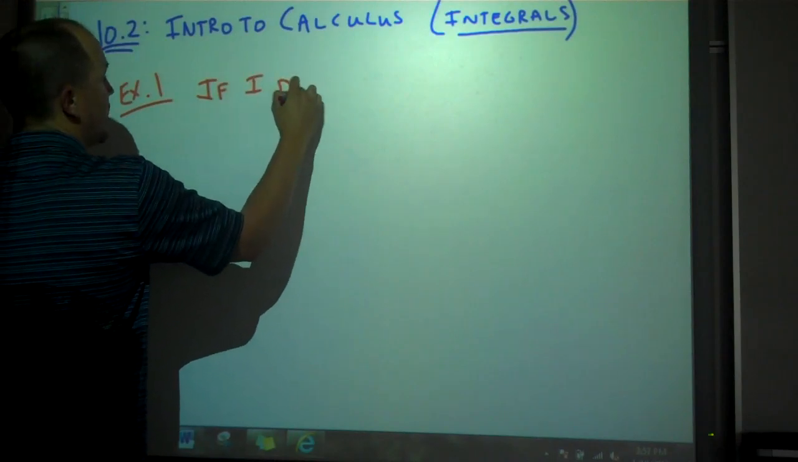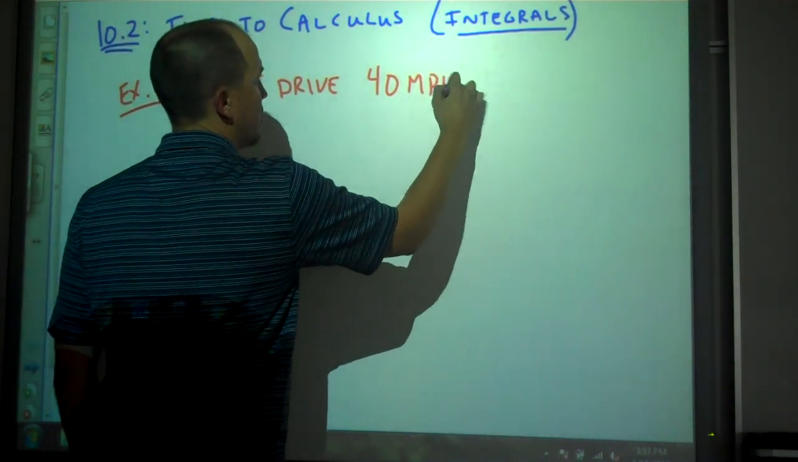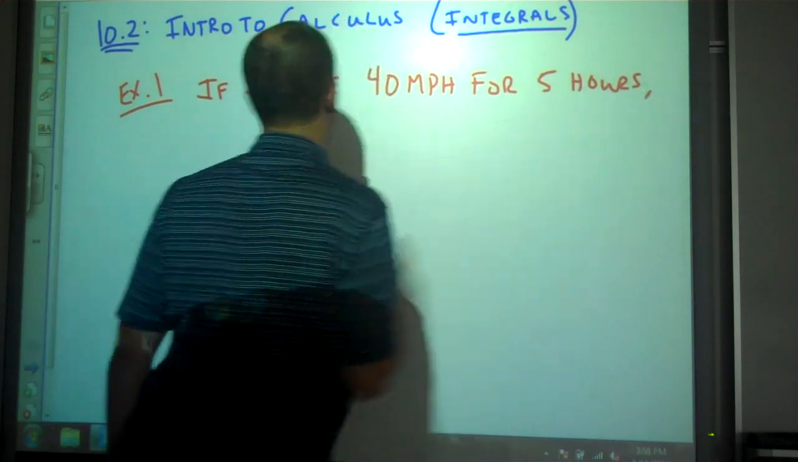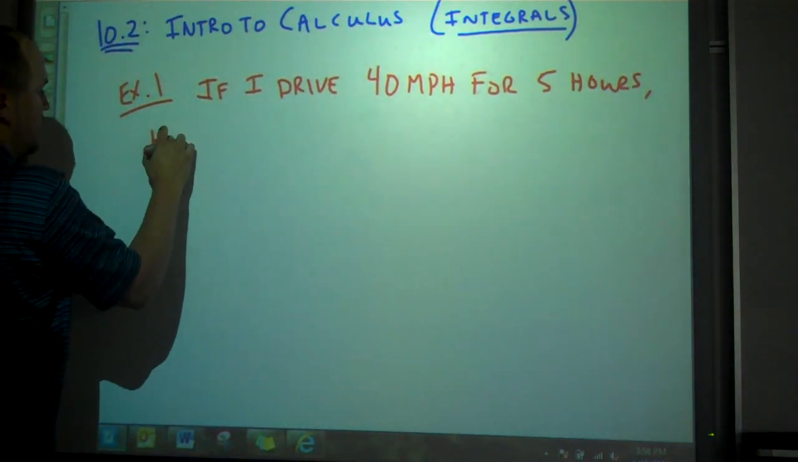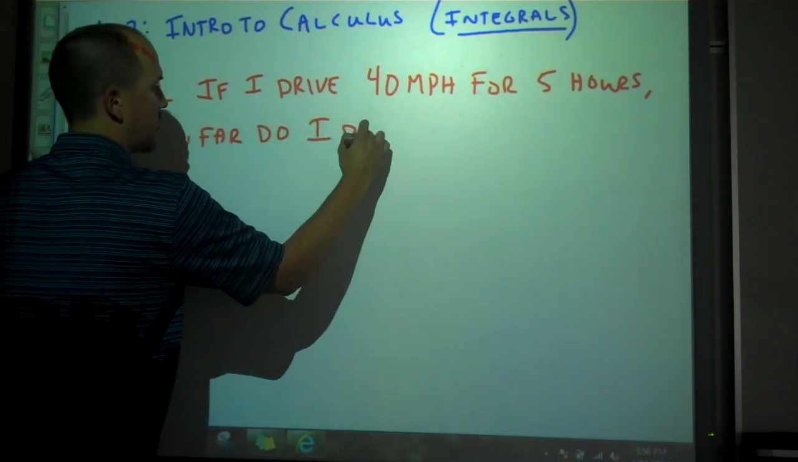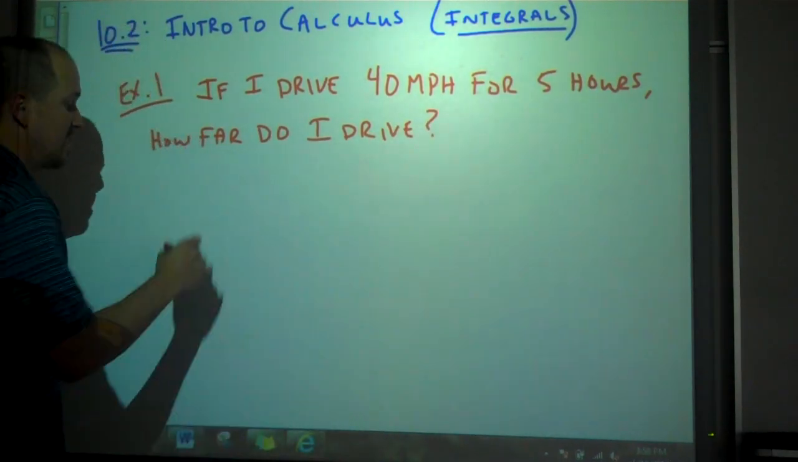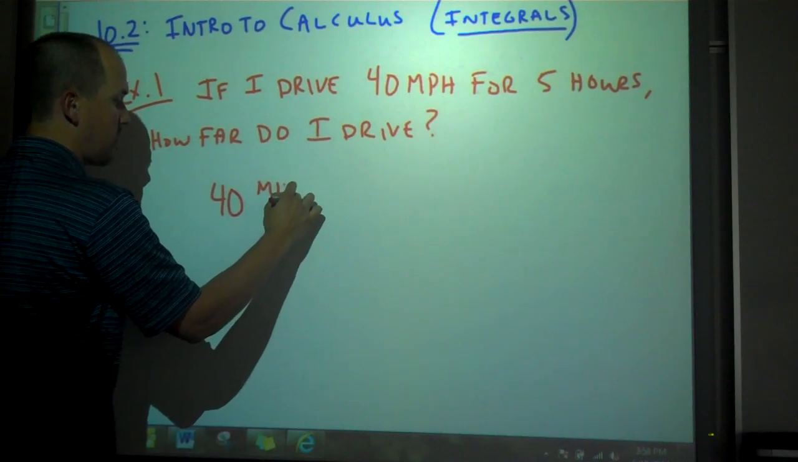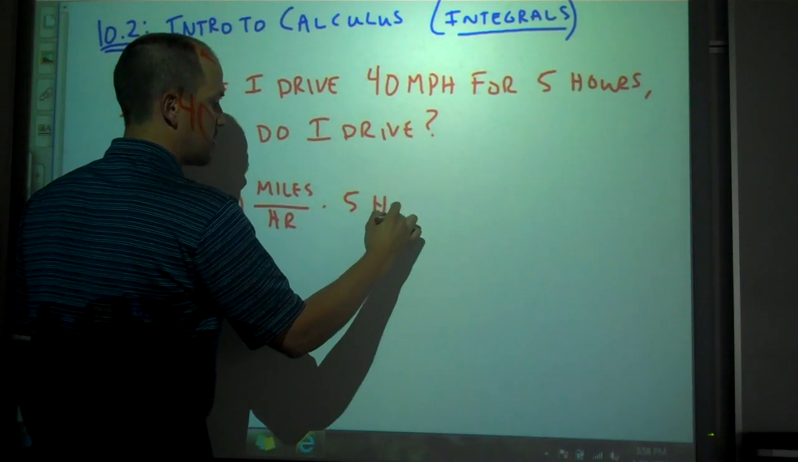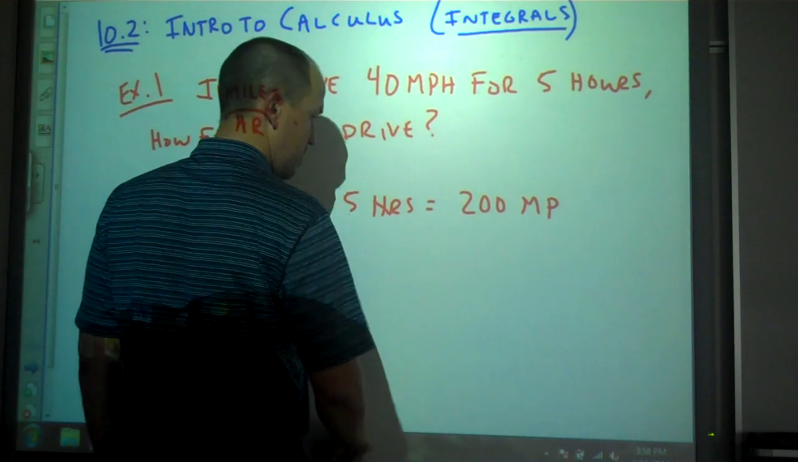If I drive 40 miles an hour for 5 hours, how far do I drive? Okay, so this is a really basic question. It's obvious. If we're driving for 40 miles an hour and we multiply by 5 hours, we get 200 miles.